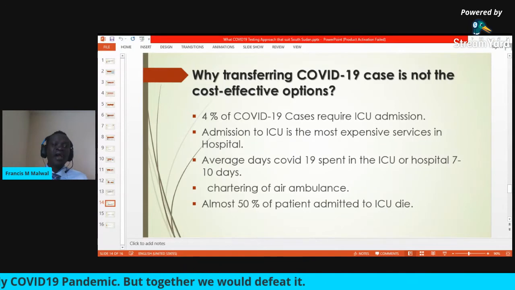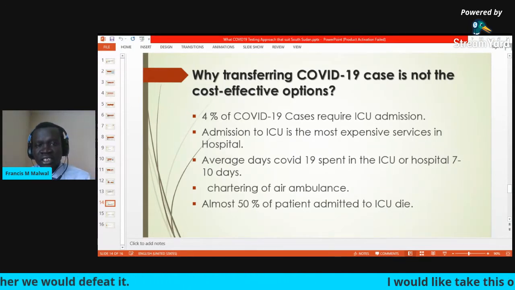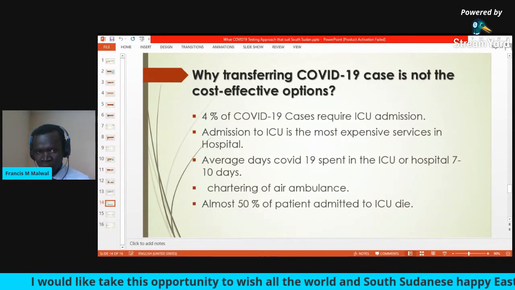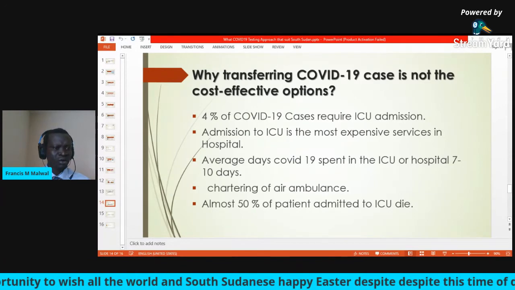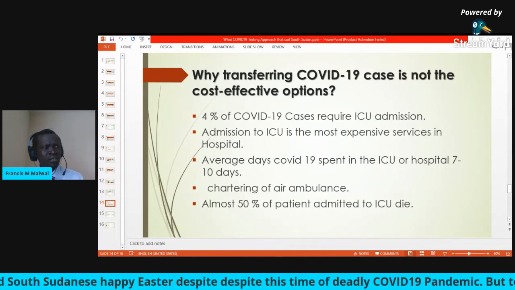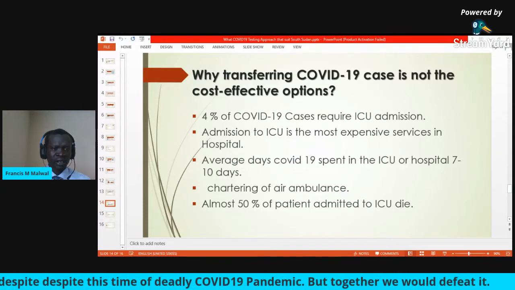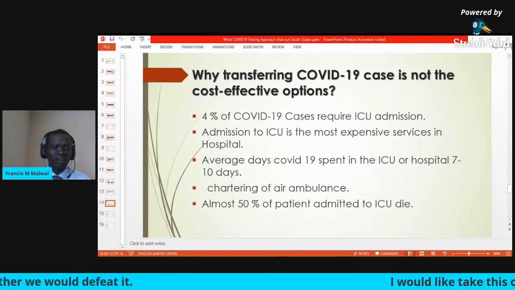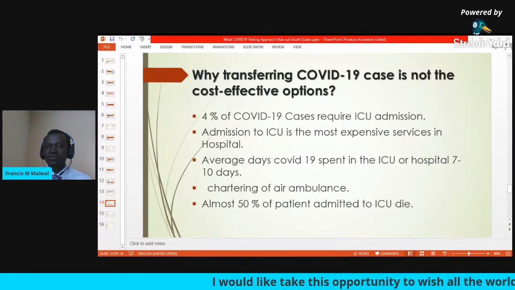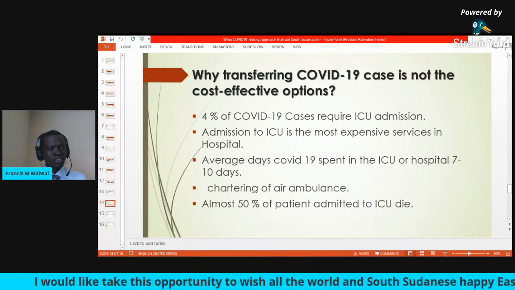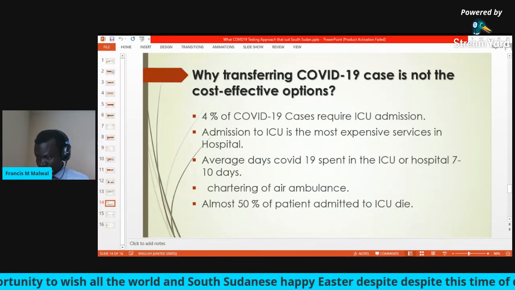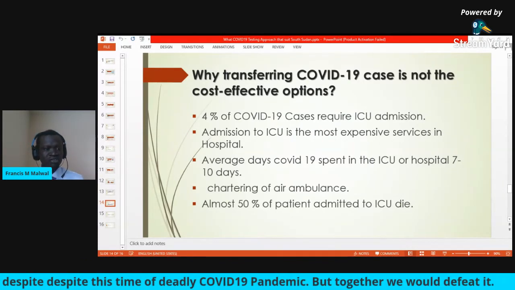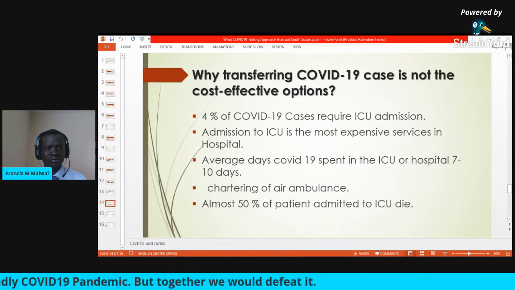So why is transferring COVID-19 cases not a cost-effective option? Because about 2 weeks or 10 days ago, the high-level task force came out with the idea that since they don't have an ICU and they don't have the infrastructure in place, they were giving permission for people to be transferred to Kenya so that they can get treatment there. They can be admitted in the ICU.